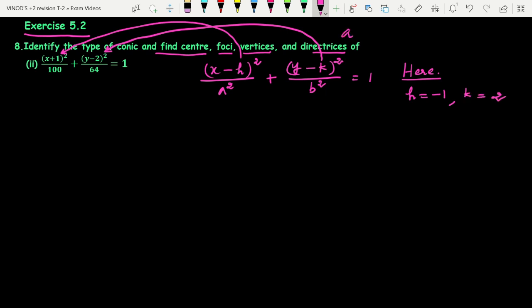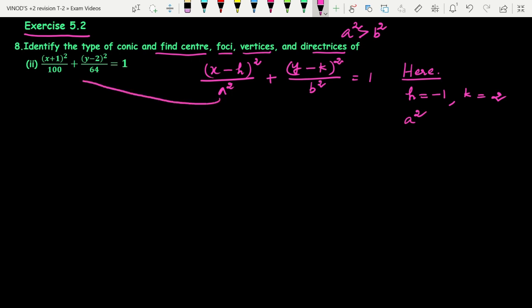And always for an ellipse, a is greater than b. So a square is greater than b square. The greater denominator is taken as a square. So here a square is 100. And what is your b square? b square is 64.